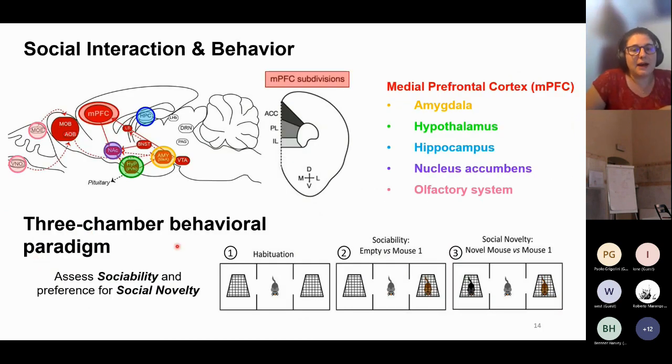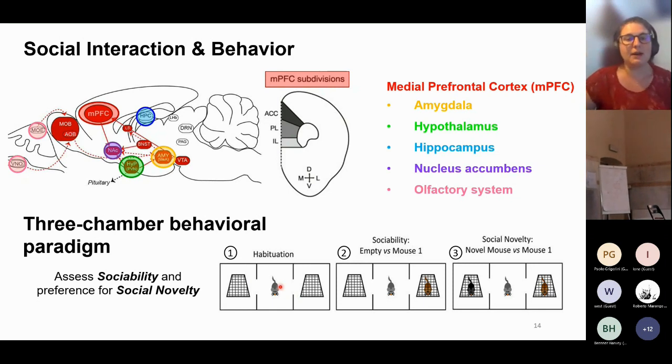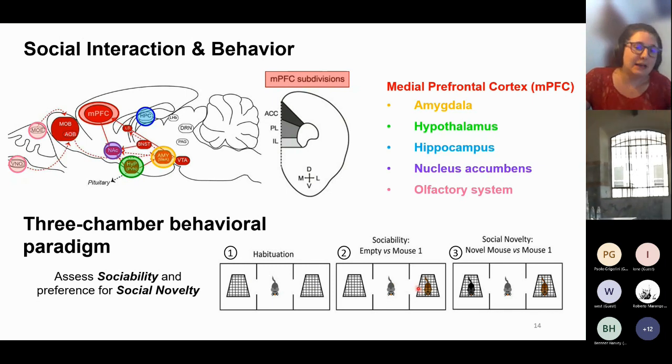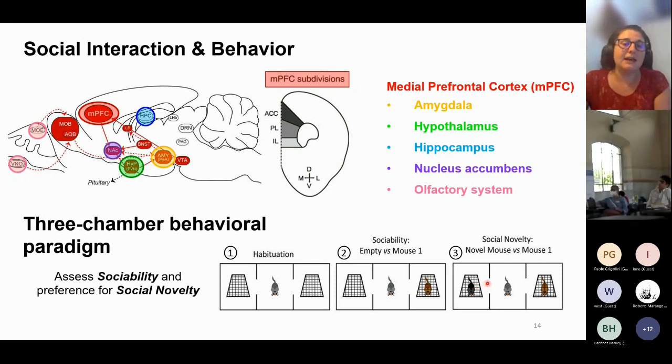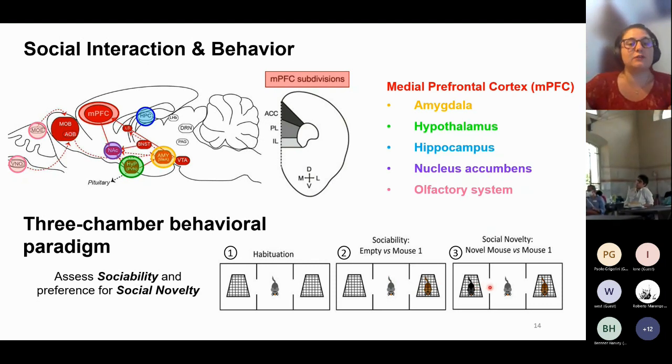In the past, several paradigms have been described to measure social behavior in mouse models. Among them, the most common is the sociability test, also called the three-chamber test, developed by Crawley's group. In this behavioral paradigm, after a first phase of habituation, with one mouse on one side and the empty chamber on the other side, we test the animal's preference between an empty chamber and an unfamiliar mouse. And finally, we test the animals for social novelty with the introduction of a second stranger mouse.